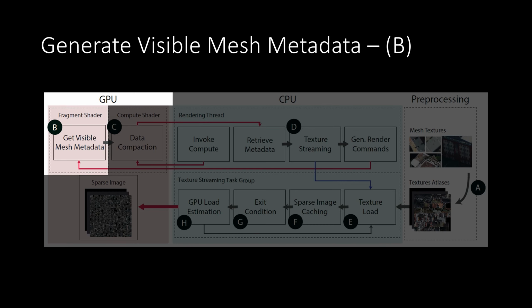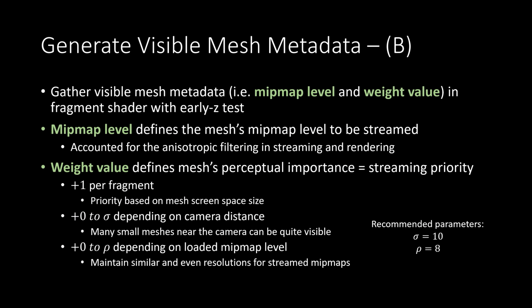The first step in the texture streaming pipeline is to generate visible mesh metadata in the fragment shader. We calculate the visible mesh metadata, specifically a mipmap level and a weight value, in the fragment shader with early z-test. The mipmap level defines the mesh mipmap to be streamed. It accounts for anisotropic filtering in both streaming and rendering. The weight value defines mesh perceptual importance, which equates to its texture streaming priority.